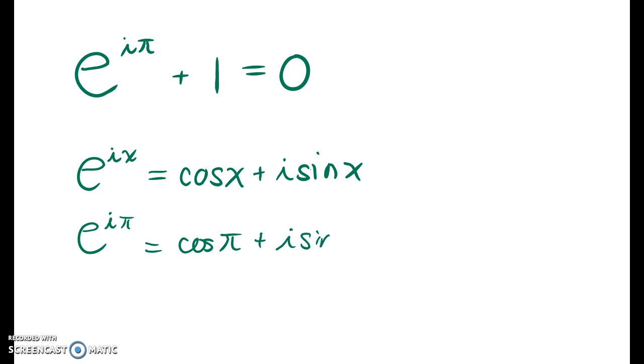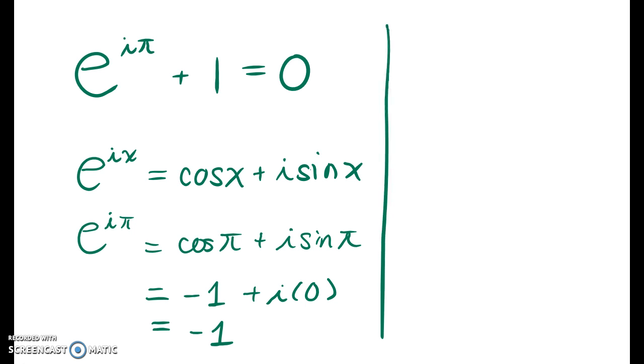i sine of pi. Now if we evaluate this, what is cosine of pi? Well, cosine of pi is also equal to cosine of 180 degrees. So, namely that's negative 1. And i times sine of pi is sine of 180 degrees. And at 180 degrees, sine of pi is 0. So we find this is i times 0, which leads to the fact that e to the i pi must equal negative 1, which we can also see from the equation, but we can also see this a different way.